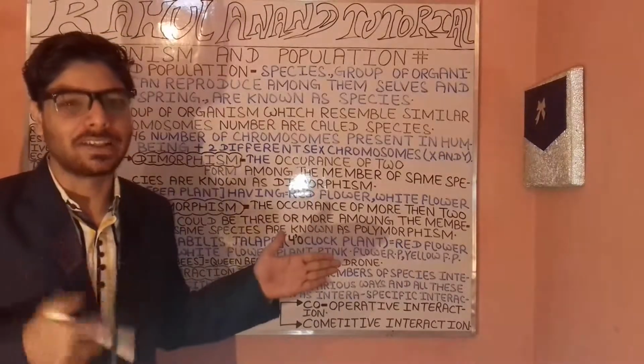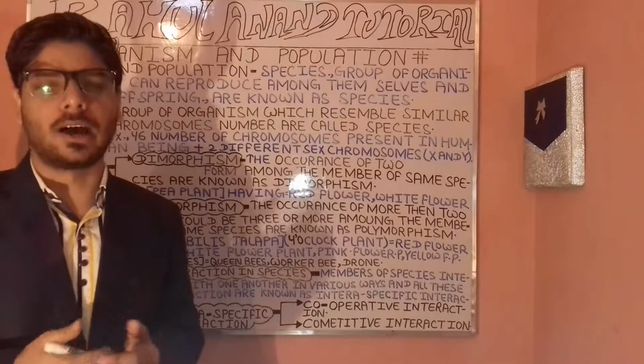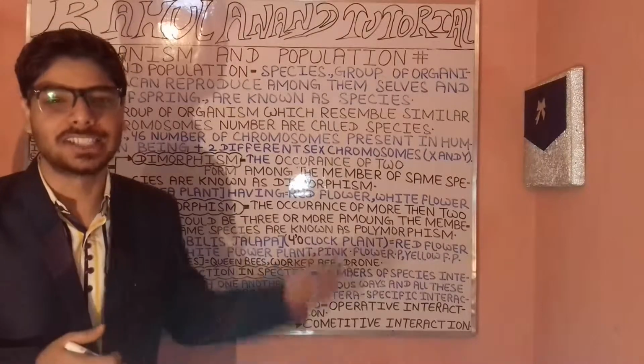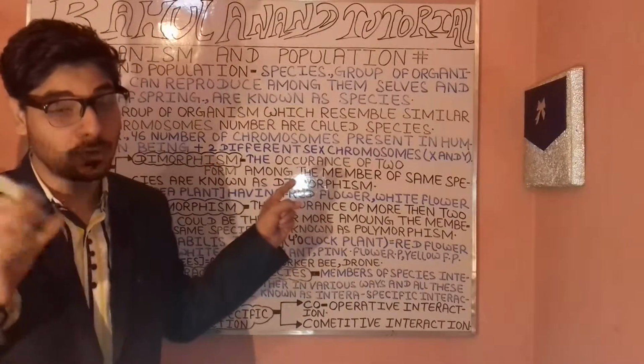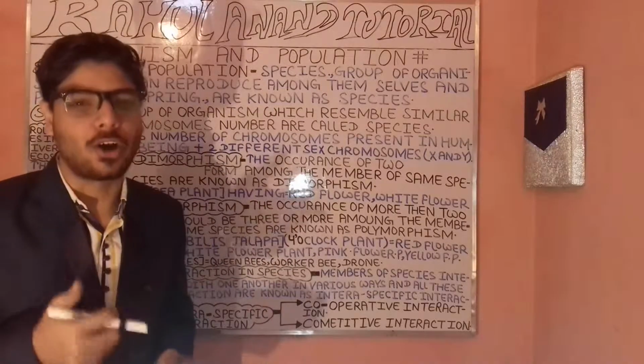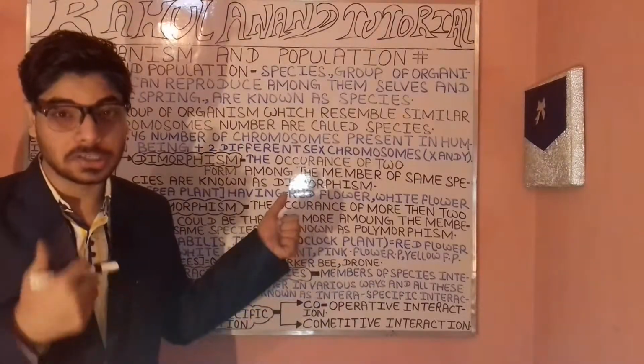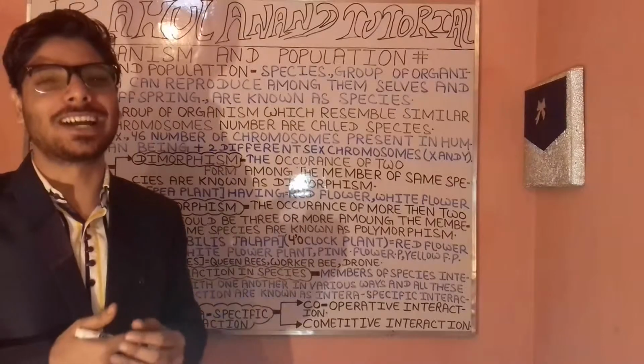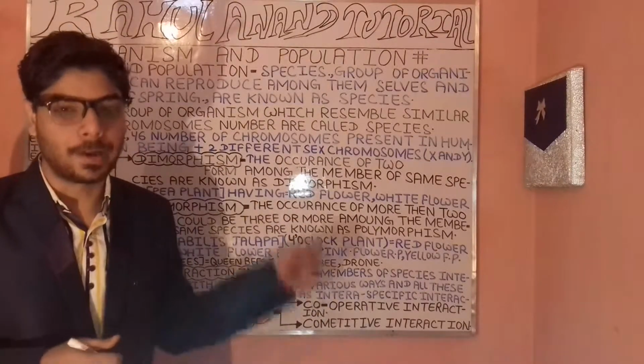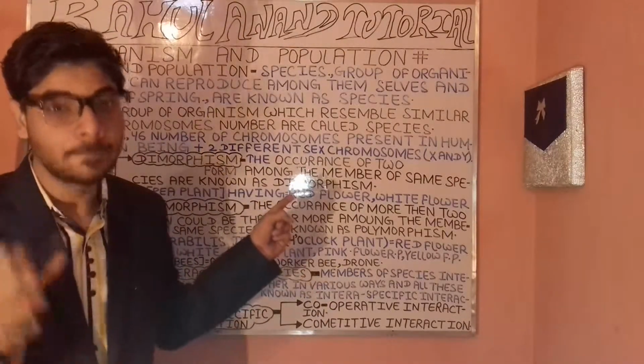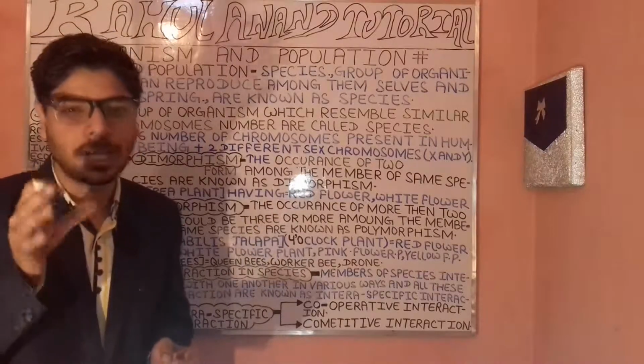Now let's begin with the very interesting topics which are often asked in your NEET, AIIMS, and the All India Pre-Medical Examination. These belong to which chapter of your book? They belong to the chapter Organism and Population. Here we are going to study organisms and populations, but primarily we will be understanding the meaning of species.